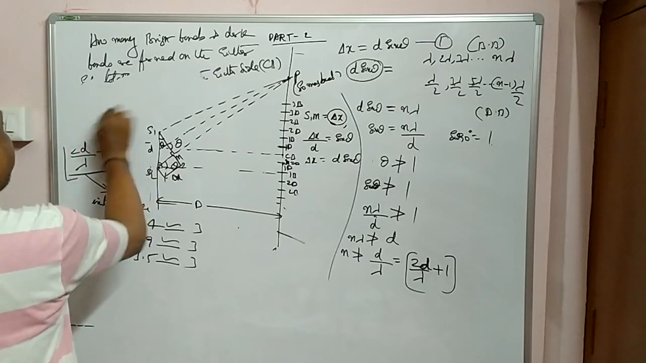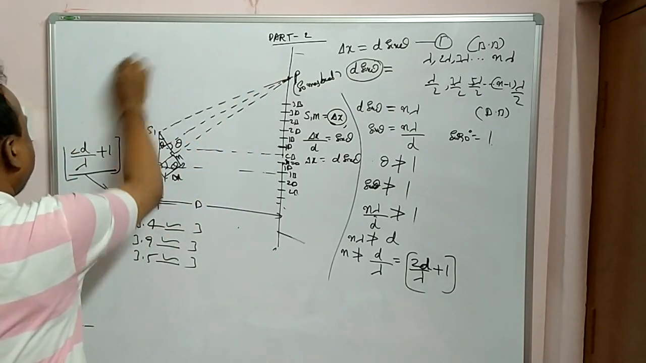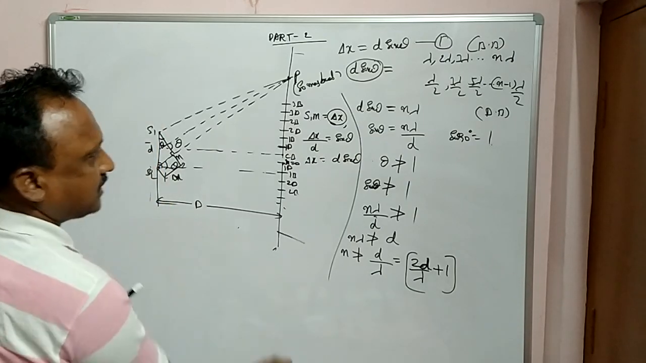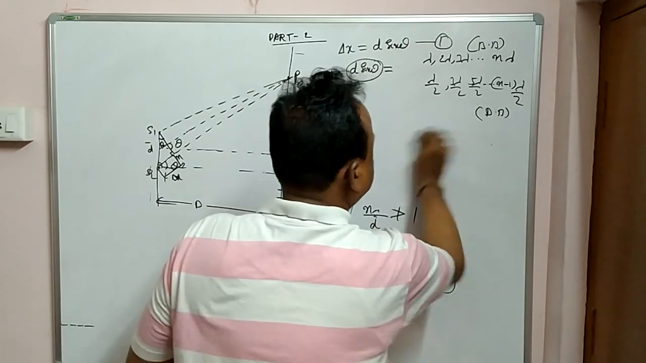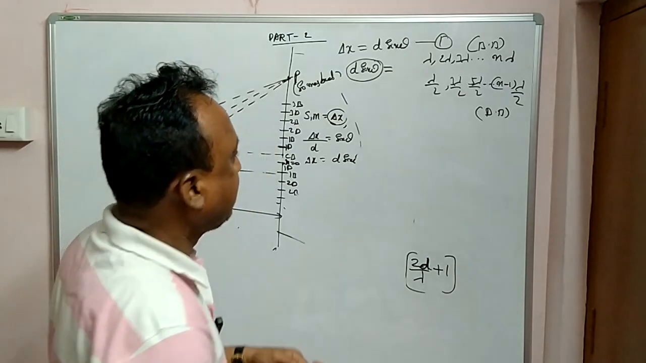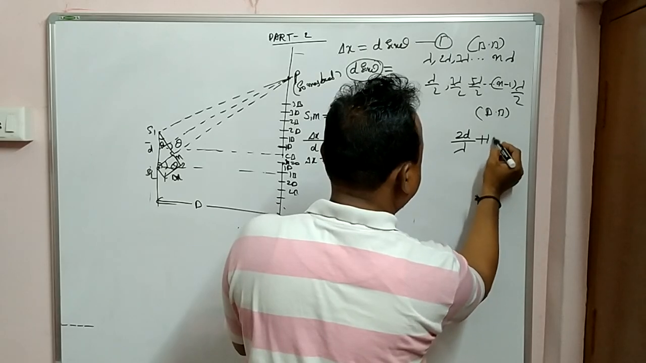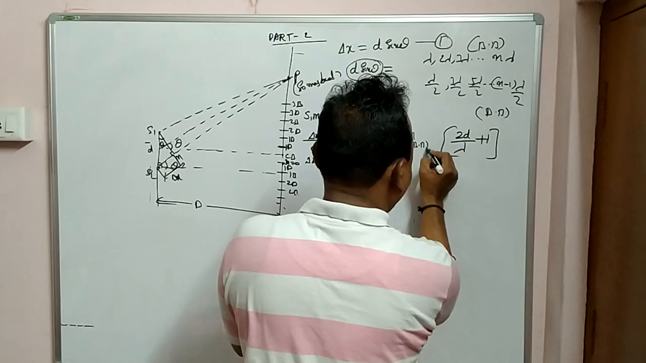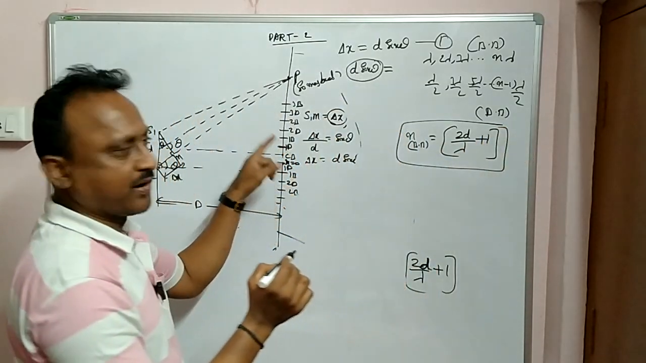Clear? Now we will calculate for dark bands. Any doubts? So I'll write it on this side. Here. So finally, the number we got is 2d by lambda plus 1. This is the number of bright bands formed on either side, including the central band.